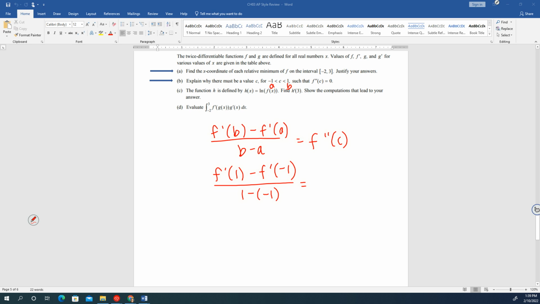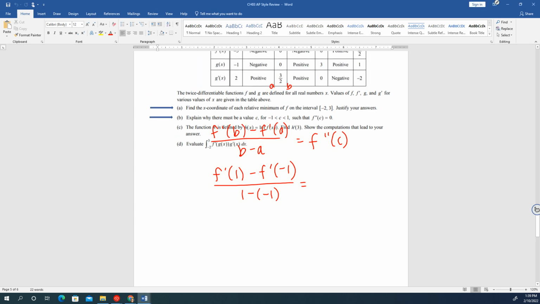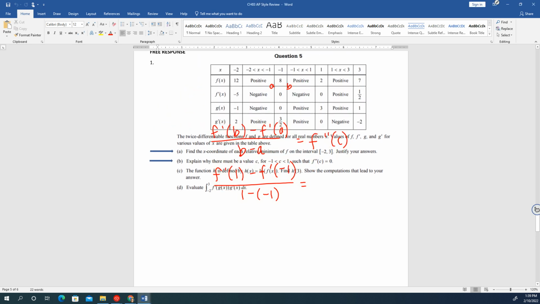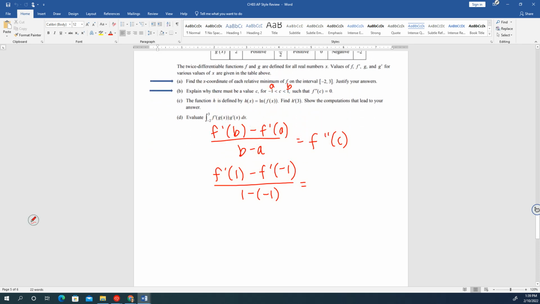Okay, looking at my table, what is f prime of 1? 0. Yep. So you look up here, f prime of 1 is 0. What's f prime of -1? 0. There you go. That is just fine.